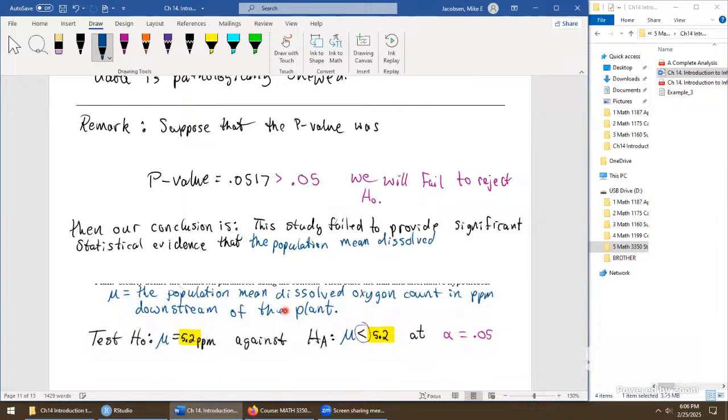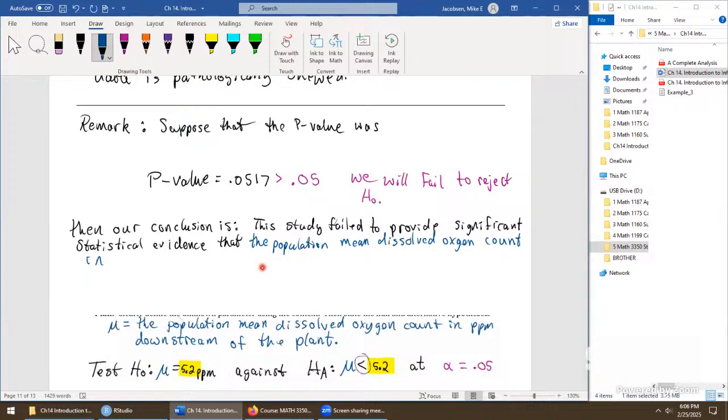dissolved oxygen count in parts per million downstream. I'll just paraphrase this even further and call it simply just downstream, the plant being implied. We didn't find any evidence that it is less than 5.2. I guess we said parts per million once, but I'll just restate it here.